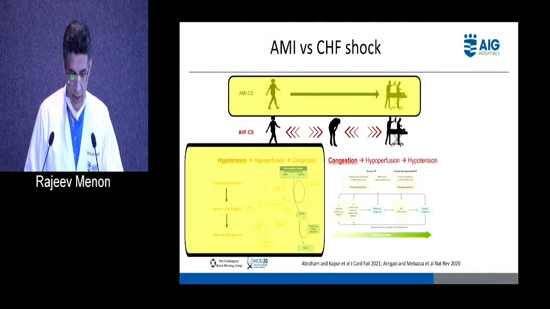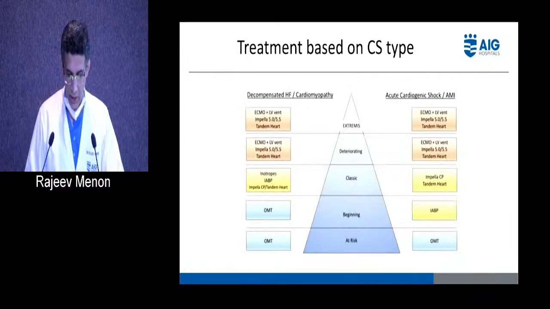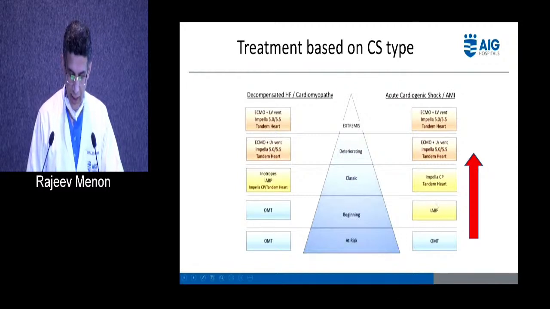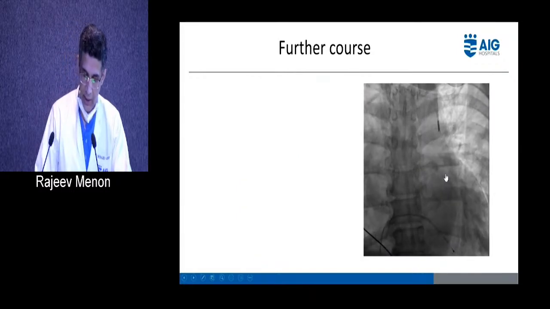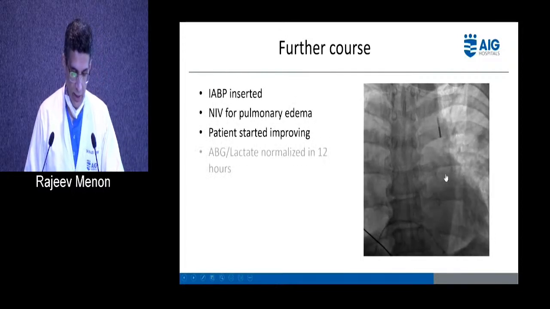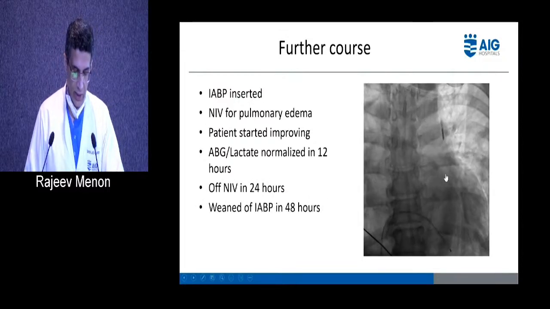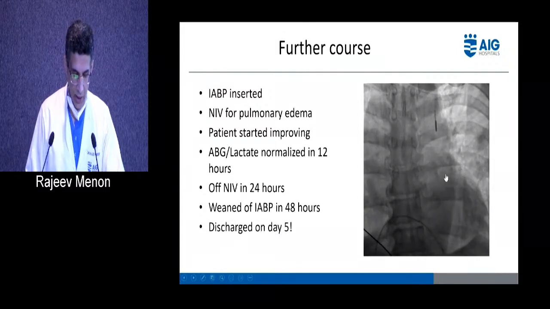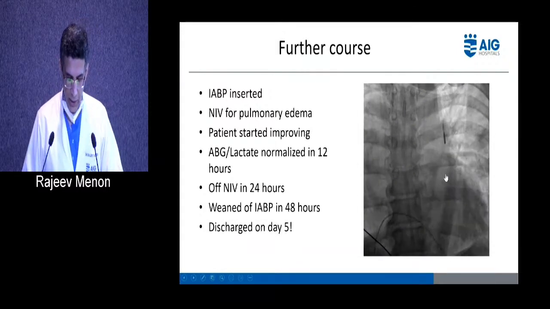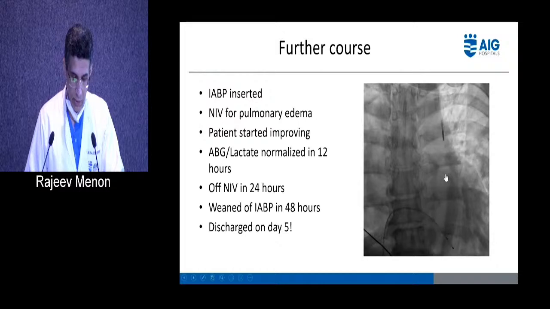So where will this patient fit in? As expected, it is acute MI shock. And how would we manage this patient? This patient goes into this particular strategy: IABP, and if the patient doesn't improve, go ahead with the Impella. So in this patient, we had an IABP put in, and NIV for pulmonary edema. The patient started improving. Lactates normalized in the next 12 hours, off NIV in the next 24 hours, and weaned off IABP in 48 hours, and was discharged on day 5. I think it's now around 3 or 4 months post follow-up, and the patient is doing quite fine.